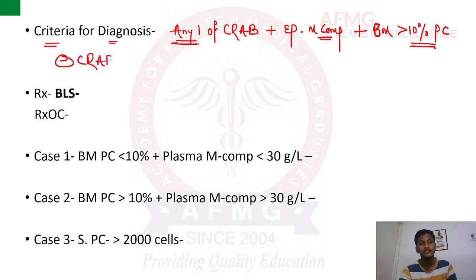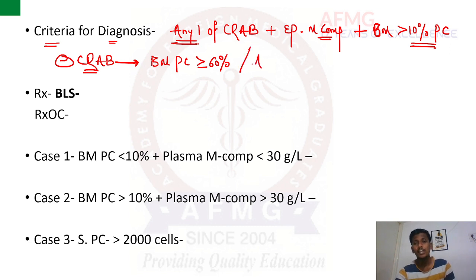So please remember, even in absence of CRAB features, multiple myeloma can be diagnosed, but that has certain conditions. The first condition is that the bone marrow plasmacytosis should be more than or equal to 60%. Or, apart from that, there should be an abnormal serum free light chain ratio of more than or equal to 100. So this can be seen in this patient.